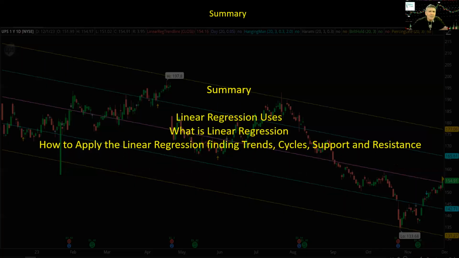So with that, let's summarize what we just talked about. We talked about the uses, whether it's for trending, for cycling, for resistance, support, for visualizing trends. We talked about what the linear regression is with regards to how it's calculated using a least squares method, a statistical mathematical approach, and we talked about using regression, finding all of these elements we just talked about earlier in terms of uses, trends, cycles, support, and resistance.